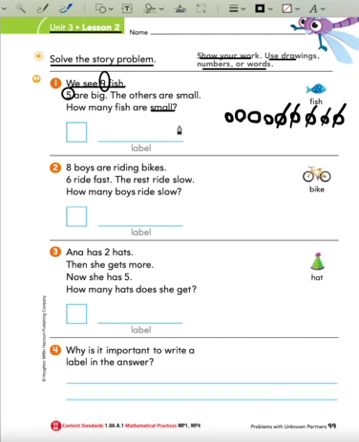Let's count the remainder of circles or fish that we have left to find our answer. We've got 1, 2, 3, and 4. So we have 4 small fish. We're going to write our answer here, 4 in the box. And then we see this blank line that has the word label written underneath it. We talked a little bit about this before we left on break, but the label is just telling us a little more about our answer. Our problem asks us to find the number of small fish, not the number of big fish, not the number of fish total. It's specifically asking us how many of these fish are small.